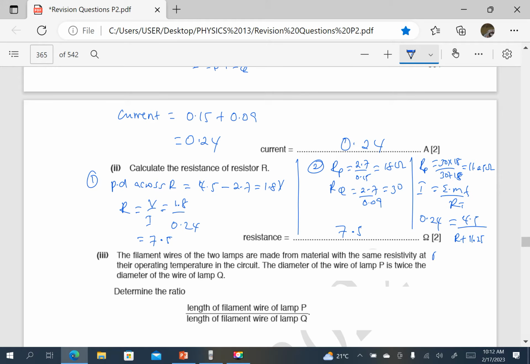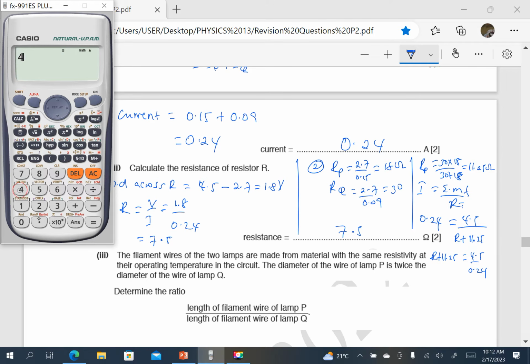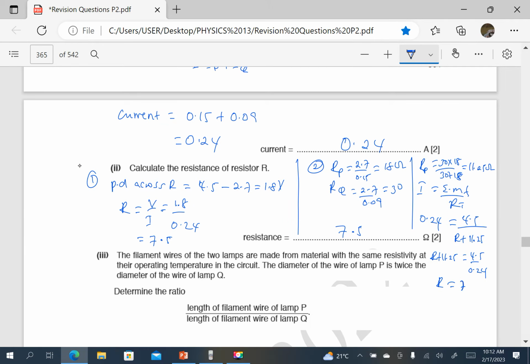So you notice that R plus 11.25 is equal to 4.5 divided by 0.24. So I'll just press my calculator: 4.5 divided by 11.25, divide by 0.24. Then I subtract 11.25 to make R the subject. I get 7.5. So R is equal to 7.5.